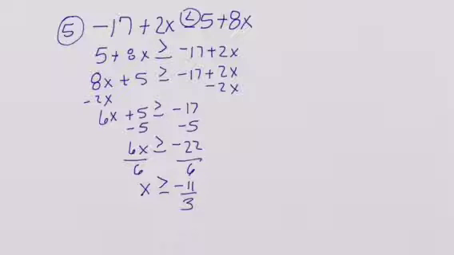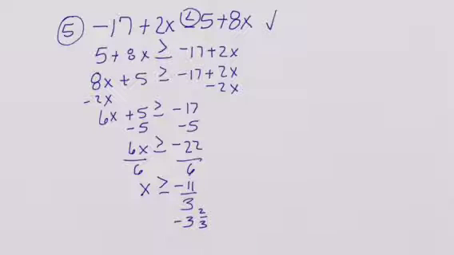So now we're going to need a number that is greater than negative 11 over 3. Well, negative 11 over 3 is actually negative 3 and 2/3. So we really just need a number that's greater than negative 3. So the easy number to pick is going to be 1.